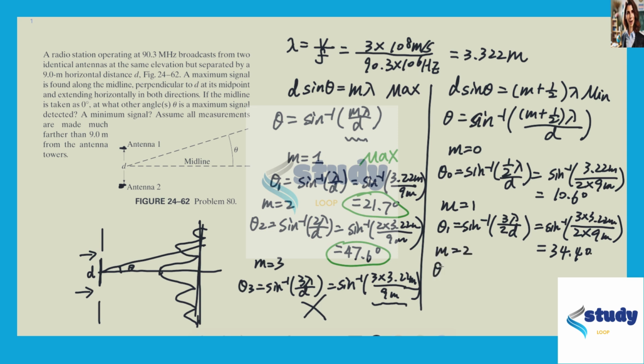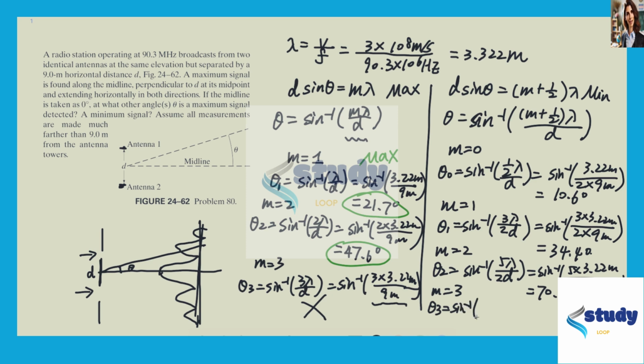5 lambda over 2d. Again, we plug in all the numbers, and this gives us 70.3 degree. At last, we have m equals 3, and theta 3 equals sine negative 1 of 7 lambda over 2d.